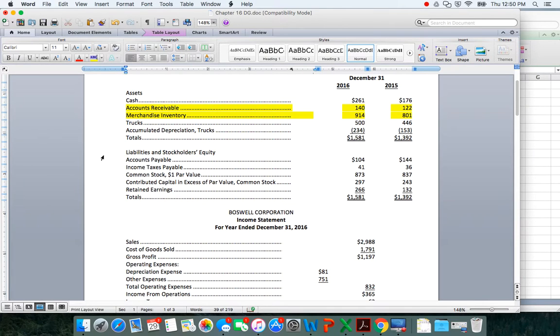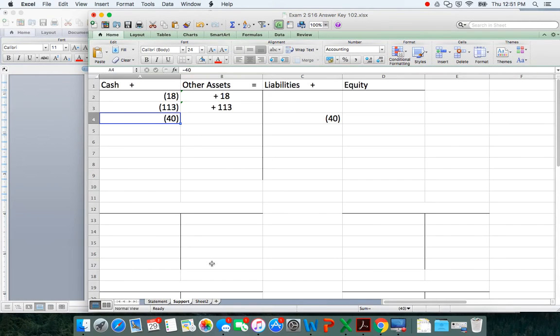All right, one more to look at. I can check off accounts payable because I just took care of that one. Income tax payable went up. Started at 36, ended at 41. So income tax payable increased by 5. Okay, so income tax payable is a liability again. So if that income tax payable went up by 5, I'll see that plus 5 over here in liabilities.